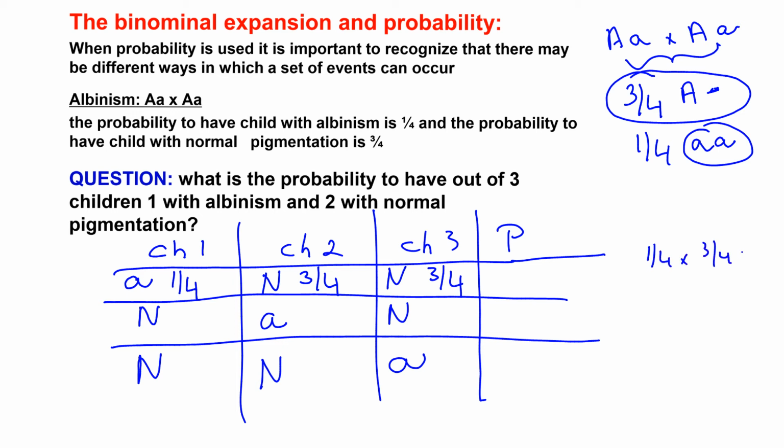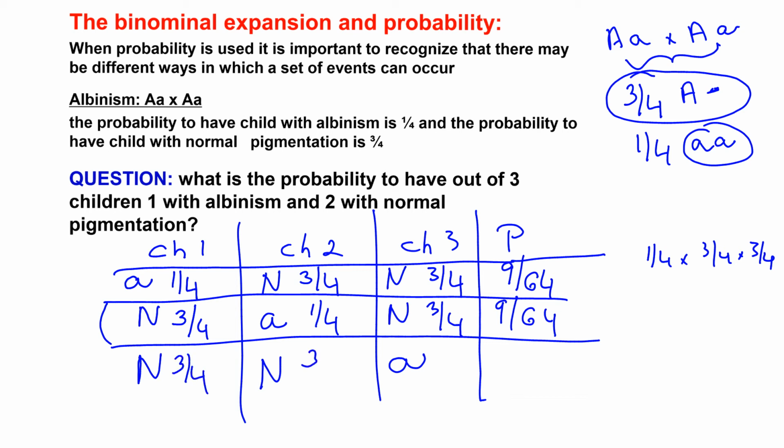Now what is the probability of the second scenario happening? The probability to have a normal child is 3/4, albino 1/4, normal 3/4. The total probability of this scenario is 9 out of 64. The last scenario: the first child has normal pigmentation 3/4, the second normal pigmentation 3/4, the third albino 1/4. So again we have 9 out of 64 probability for each of these scenarios.